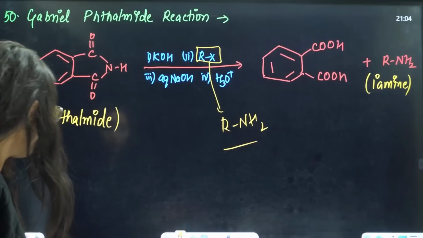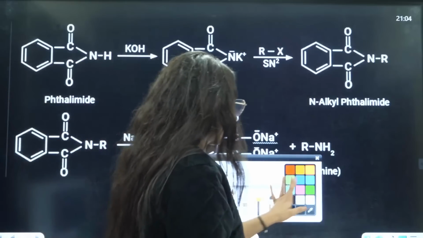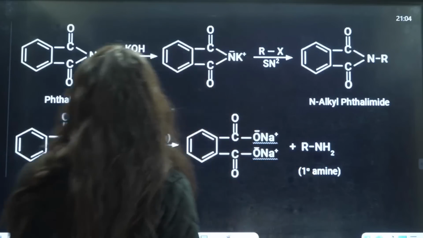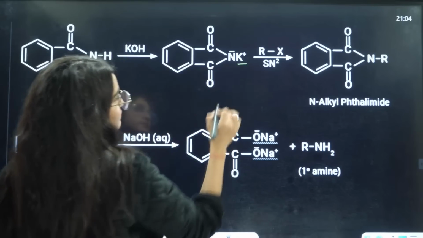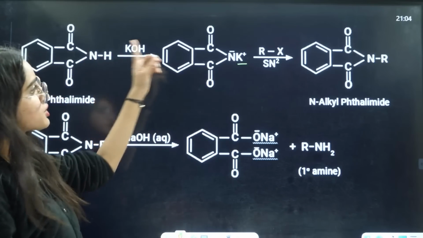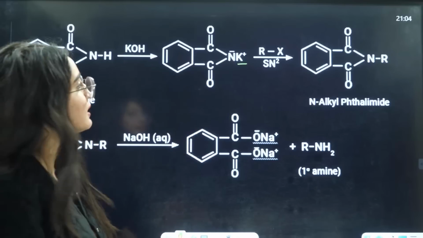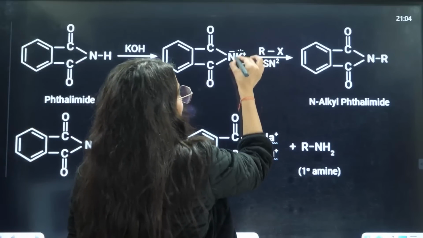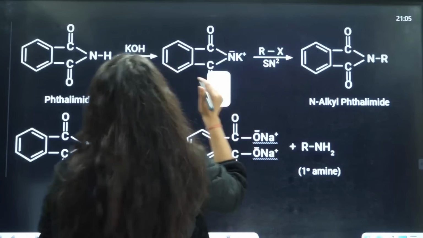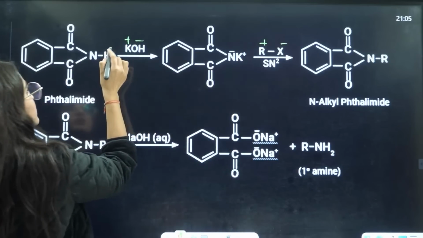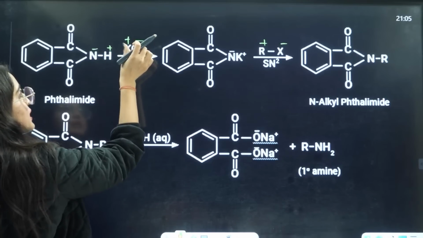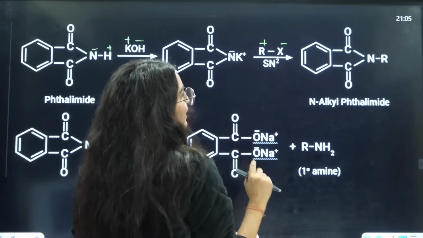Okay. Now, the mechanism here is very important, very simple also. Firstly, this H will be replaced by K, right? Then this K is replaced by this R, because here you have K positive, OH negative, R positive, X negative. So H is replaced by K, K is replaced by R.